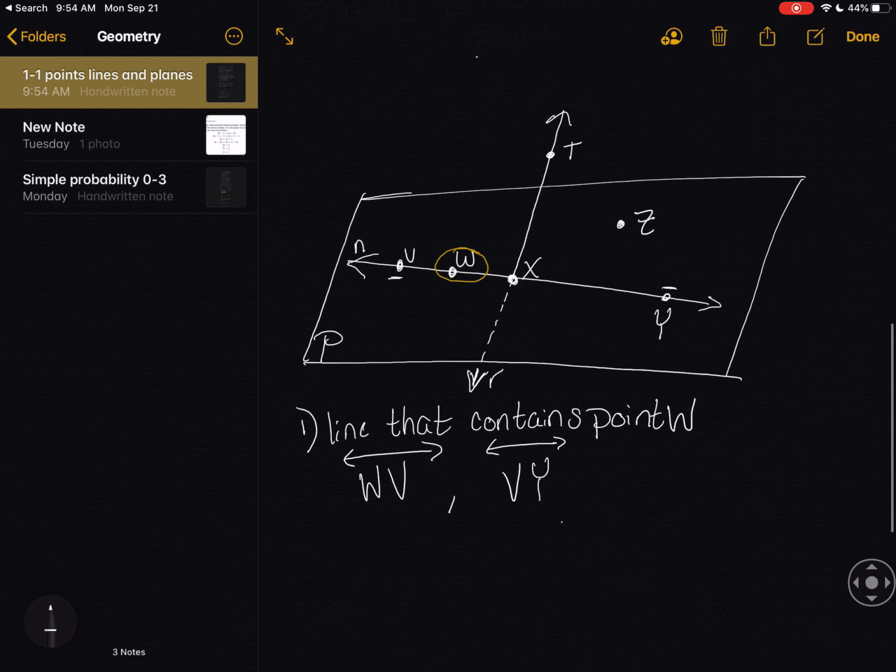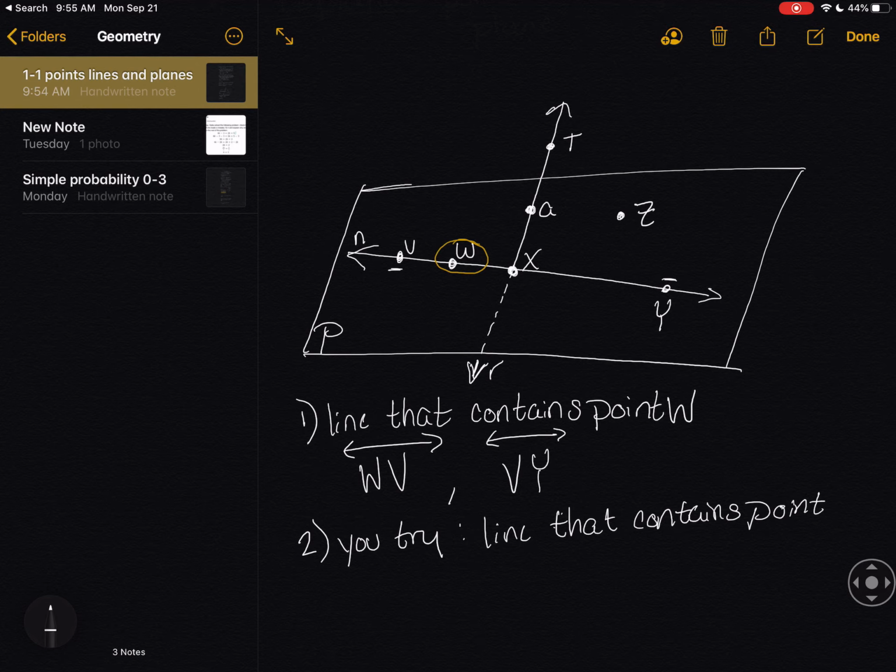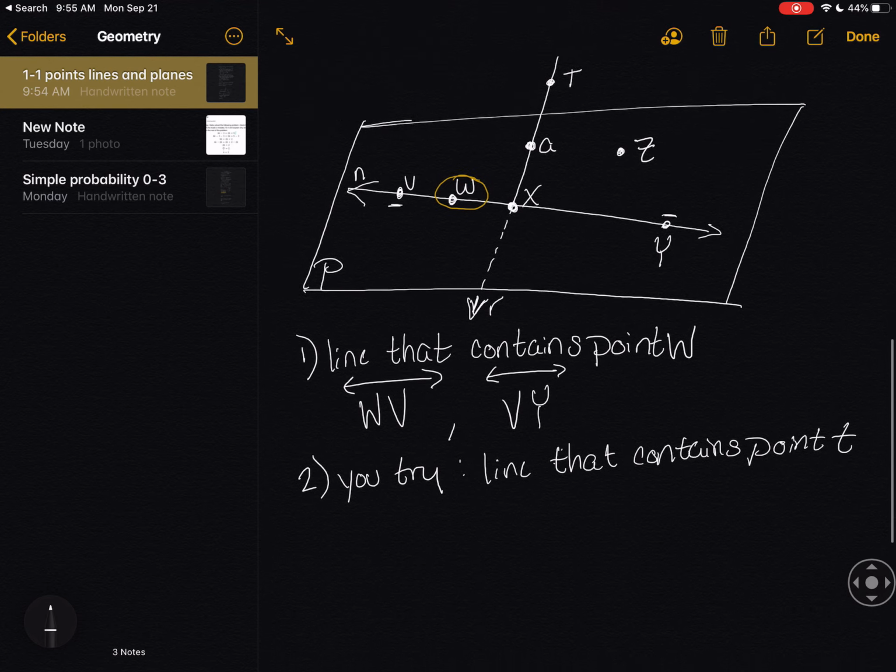So then I want you to tell me, and I'm going to add another point here. I'm going to call that point A. So this one is a try. And I want you to tell me a line that contains point T. So go ahead and try that one.